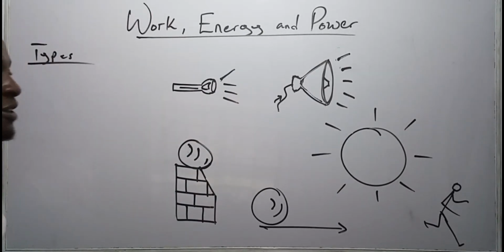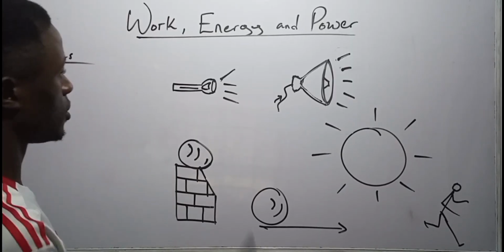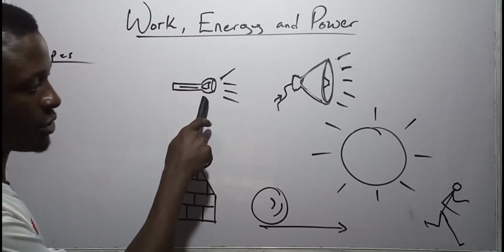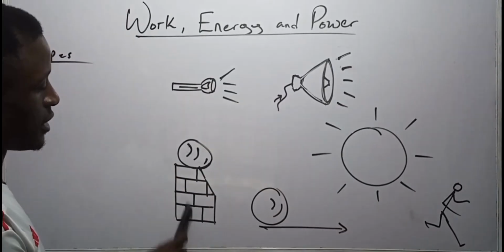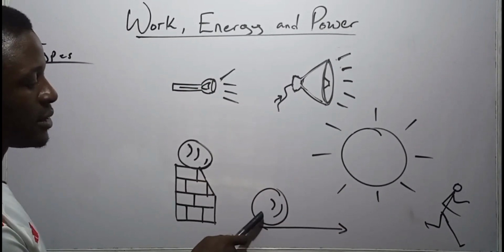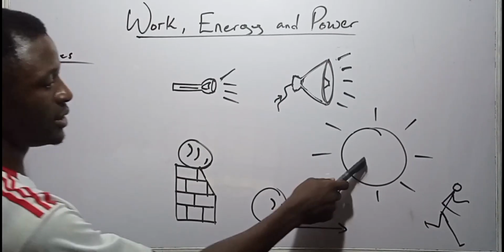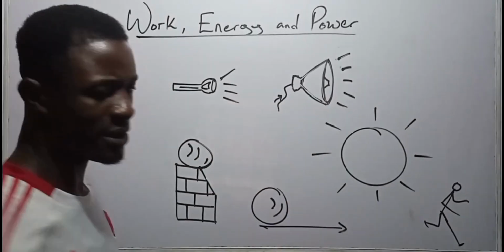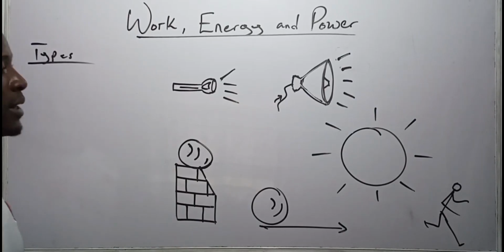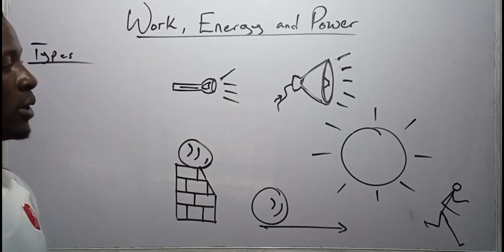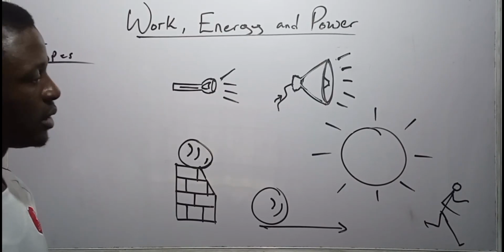So here we have different forms of energy. This is a flashlight, this is a speaker, this is a rock that is lifted above the ground. This is maybe a moving rock or a moving football. And this is the sun, and this is a man that is running. So I want us to examine each of these, and tell the kind of energy that is operating in each one.